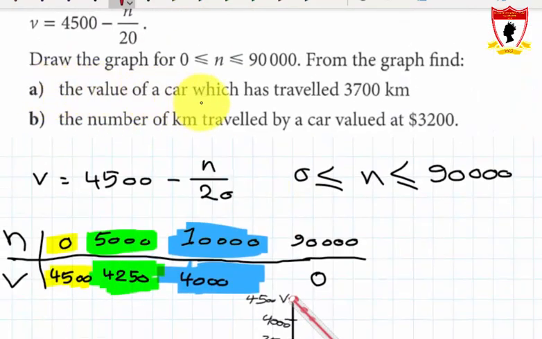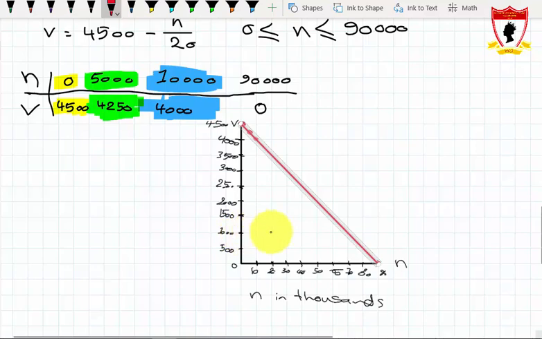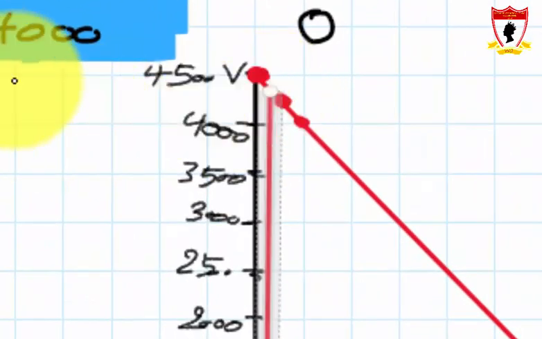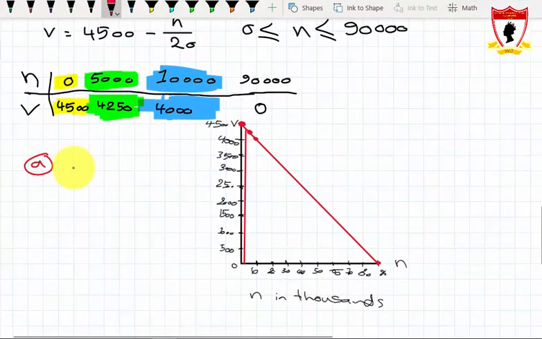Part A, the value of a car which has traveled 3,700 kilometers. 3,700 on the graph, 3,700 is less than half, so it's nearly, because it's more than 4,250, then the answer of part A is nearly 4,300 or more, like 4,350, 4,360. All the numbers are possible.